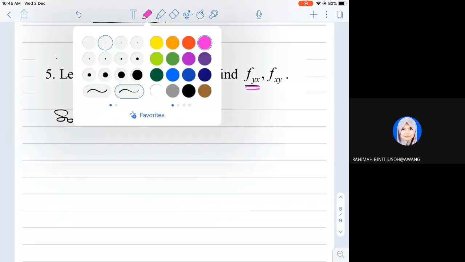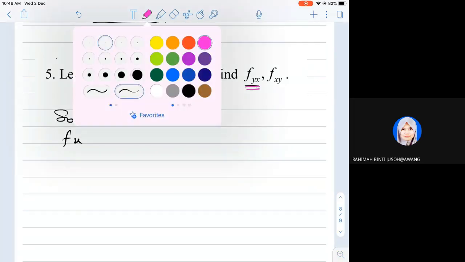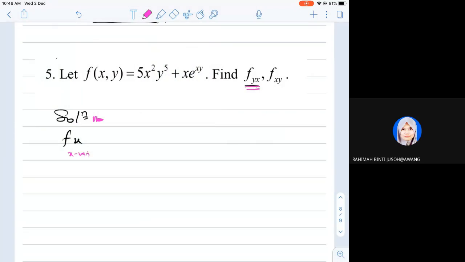Let's say we differentiate with respect to x first. So f_x means that the variable is x, of course. Okay, x is the variable, so what happened to y? Y becomes the constant. Okay, x variable and y constant. Now I know you're already experts on this.